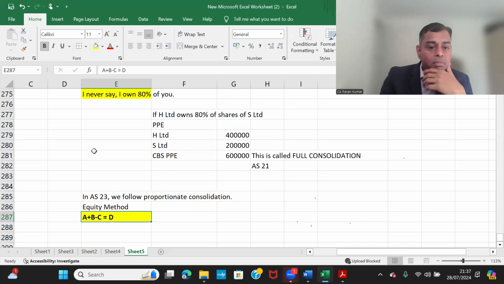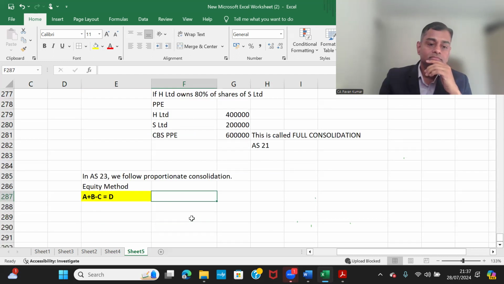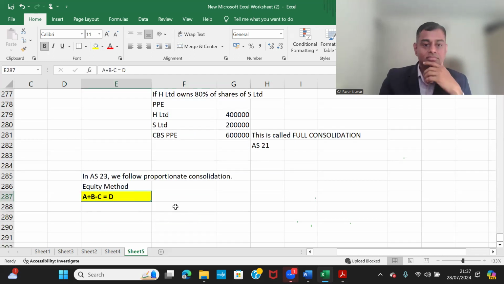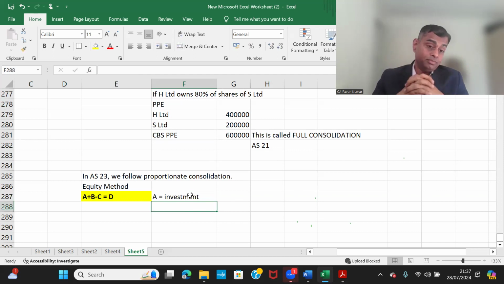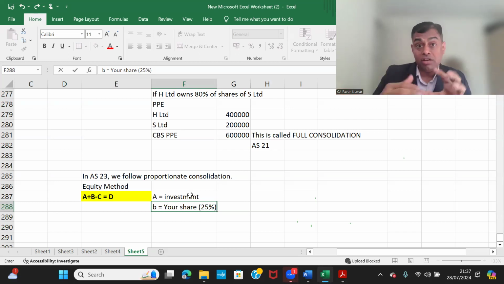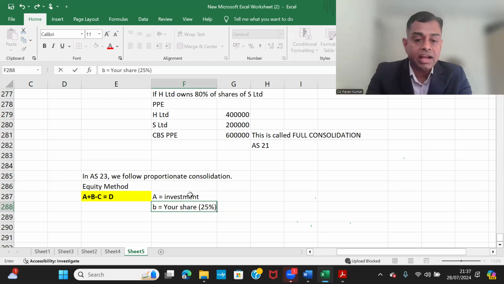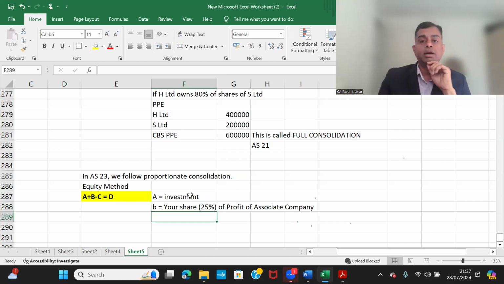Devika, read this in your mic. What is this? A plus B minus C is equal to D. Now, what is A? How much you invested? A is your investment. What is B? Your share. That means it is your 25% or 30% or 40%, whatever it is, less than 50, your share of profit of associate company.